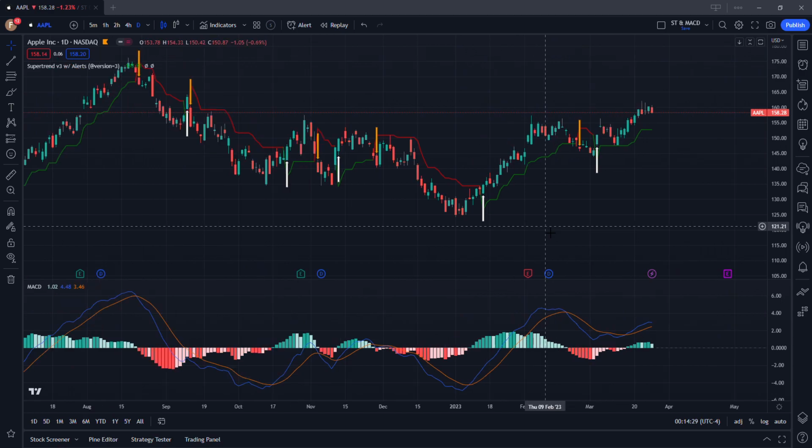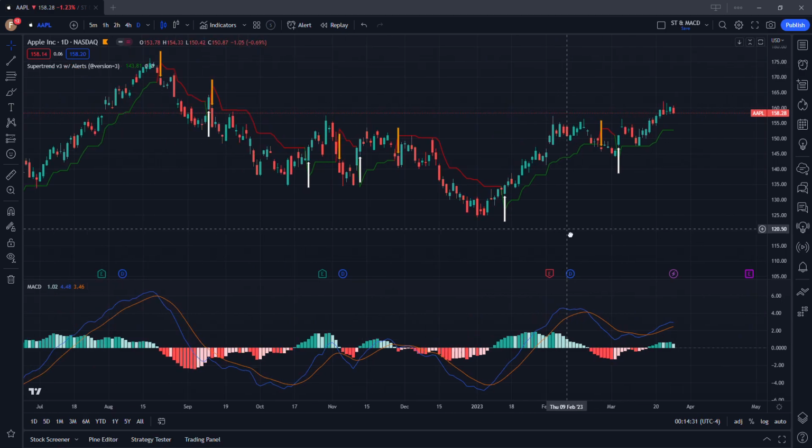So before making any trade, any buy decision or sell decision, you must keep in account these three criteria to enter a trade and to exit a trade.